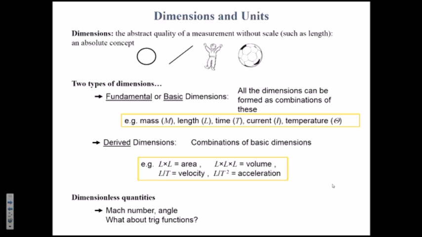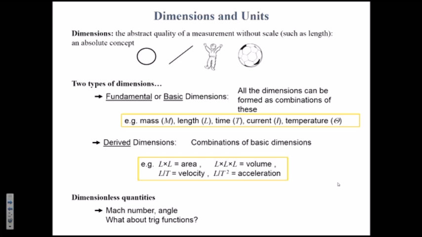Rest of the physical quantities, they can have what are known as derived dimensions, which are dependent on the base dimension. So for example, area. Area has dimension of L square, L times L. Volume has L cubed. Velocity has length over time, right? L over T. And acceleration is L over T squared.